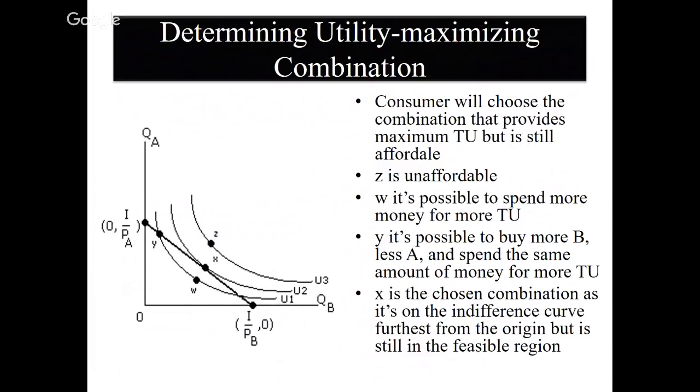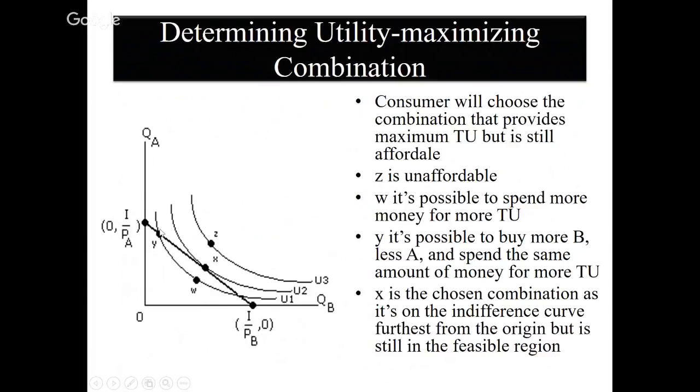So if you look at what we got here, combination X is on a farther out indifference curve than W or Y. Combination X, therefore, has more utility than W or Y. Combination Z has even more utility than X, but it's not on the triangle. It's not inside the triangle, so they can't choose combination Z. It's not affordable. Combination W, there's money left over since it's below the budget line. They could spend a little more money and buy combination X and be happier.